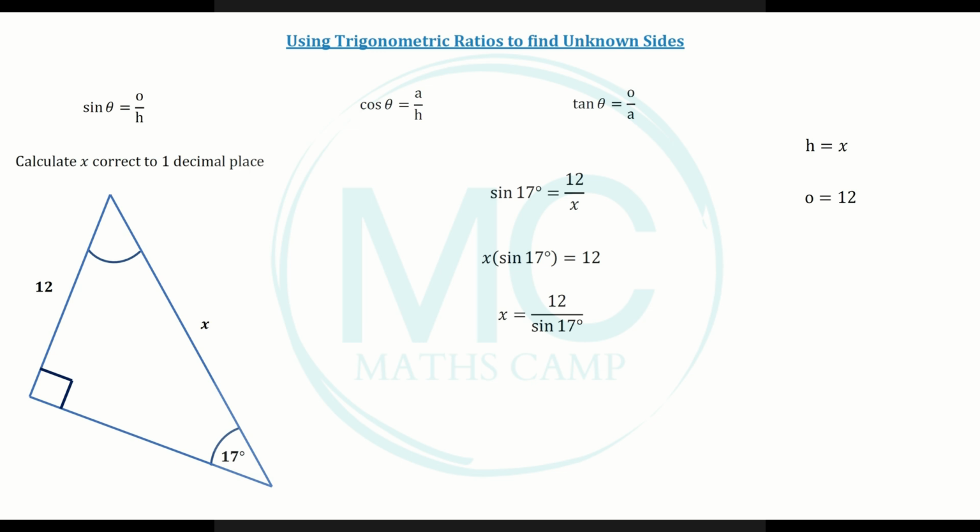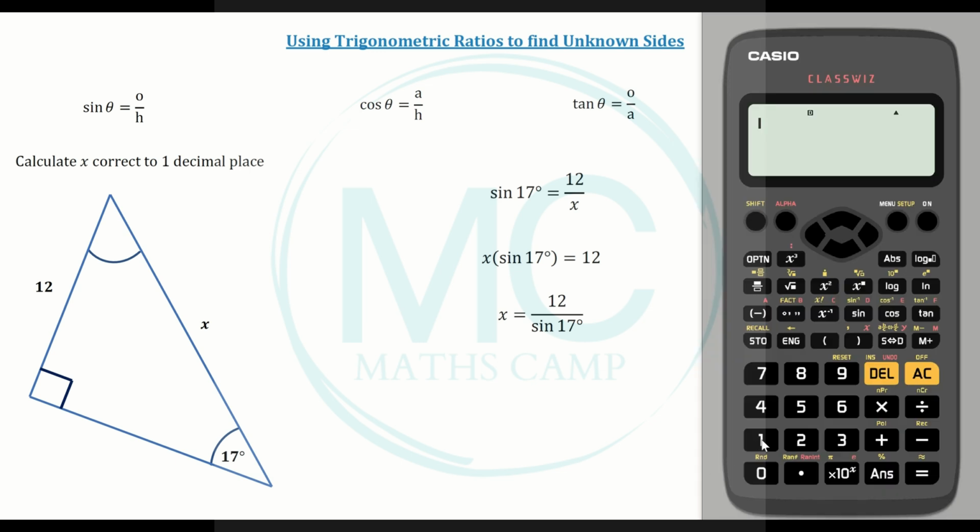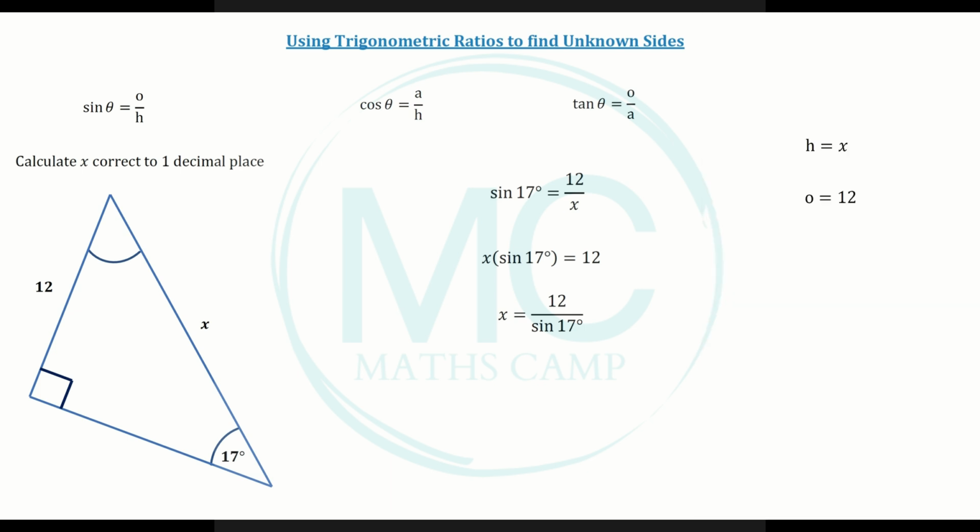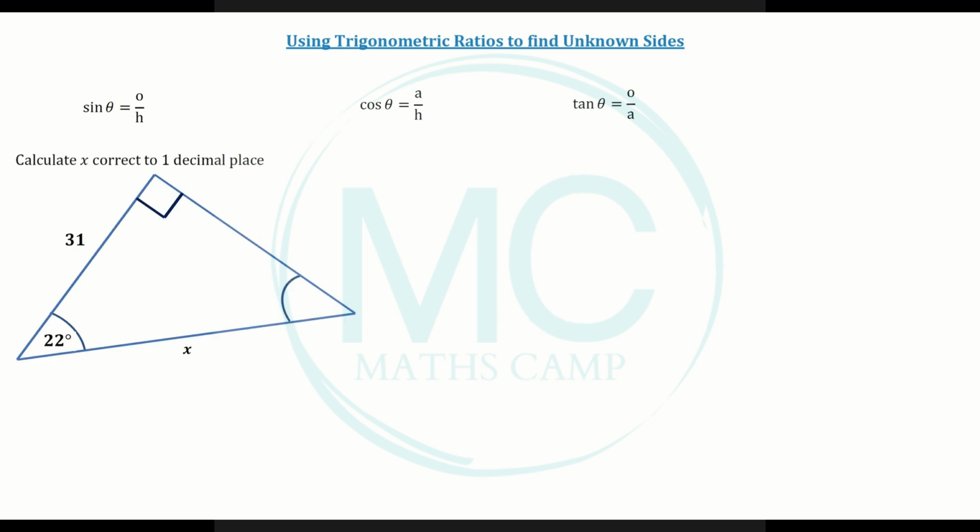And now we can take out our calculator, and we say 12 divided by sine 17 degrees, close the bracket, is equal to 41.043, round off to one decimal place, and we see that x is equal to 41.0. Let's look at another one.